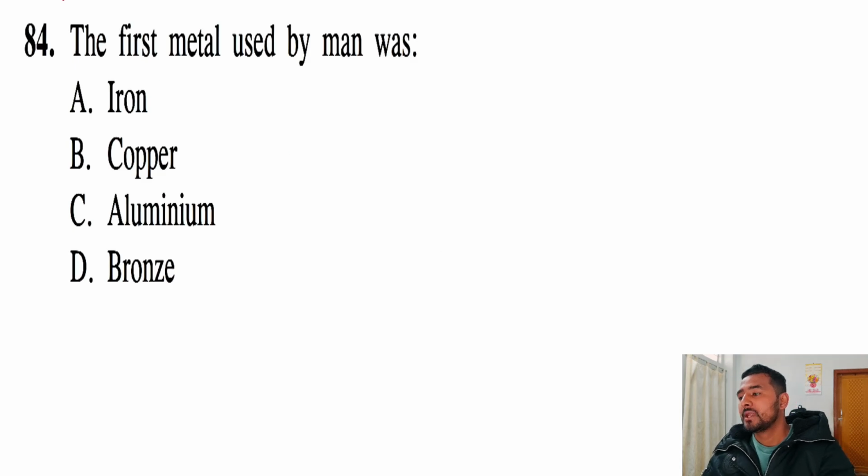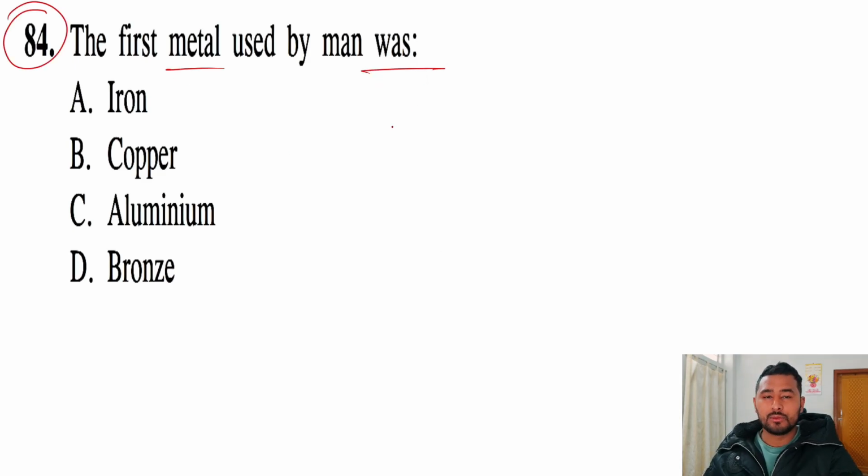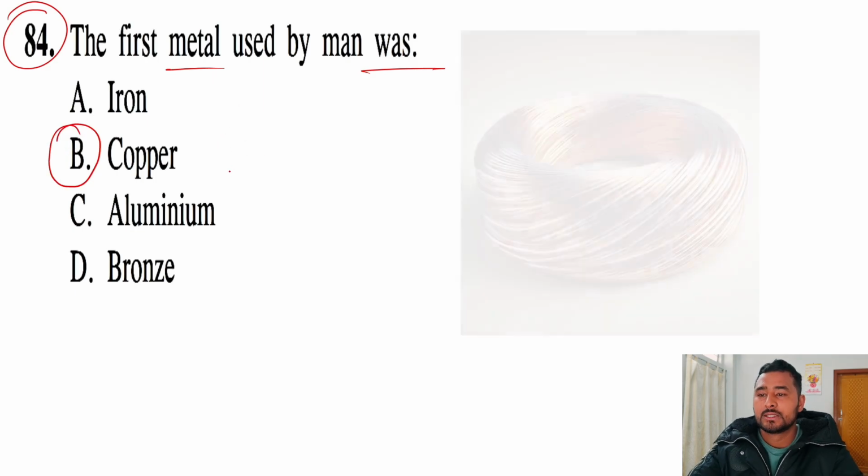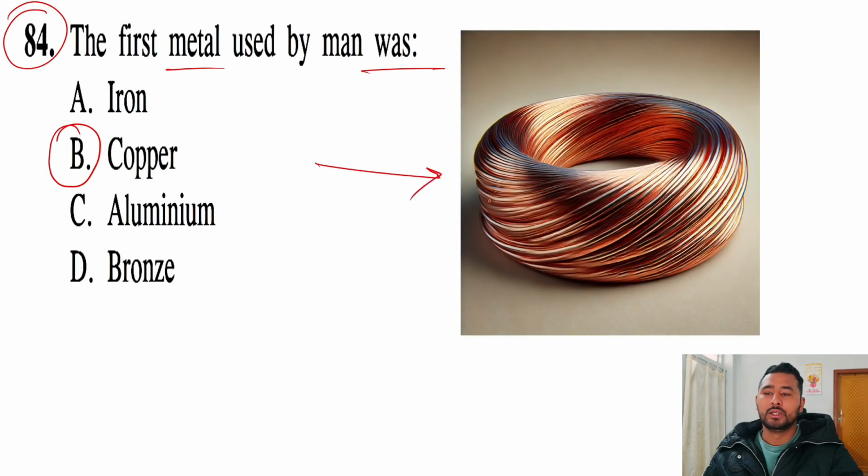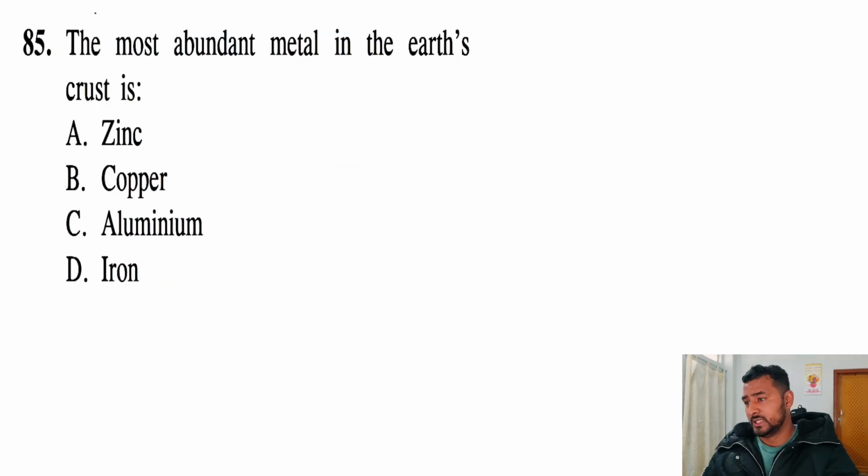Let's go for next. That is 84. The first metal used by men was, so which one of the following is the first metal that was used by early men? So answer will be B. Copper. The first metal used by men was copper. This is the image of copper you all have seen in your wires. Let's go for next.